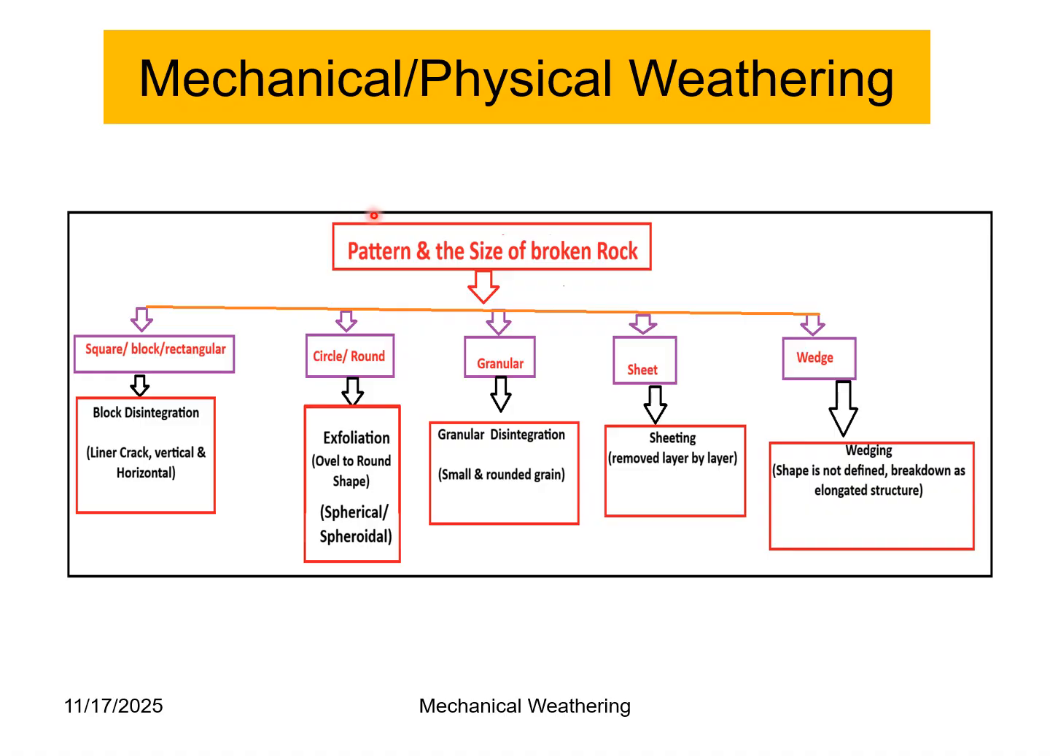On the basis of pattern or shape, mechanical weathering is classified as square, block or rectangular. Second one is circular or round. Third one is granular. Fourth one is sheet, and last one is wedge. Square, block or rectangular is related to the vertical and horizontal cracking. Circular and round is related to the round or circular shape. Granular is related to the small size of grain or nodules. Sheet is just like layers, and wedge is elongated in shape.